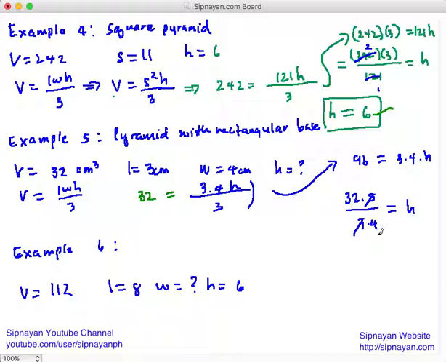Tapos yung 32 tsaka 4 pwede rin. This becomes 1, this becomes 1. 32 and 4 is 8, no? 8 and 1. So actually, the height here is 8.